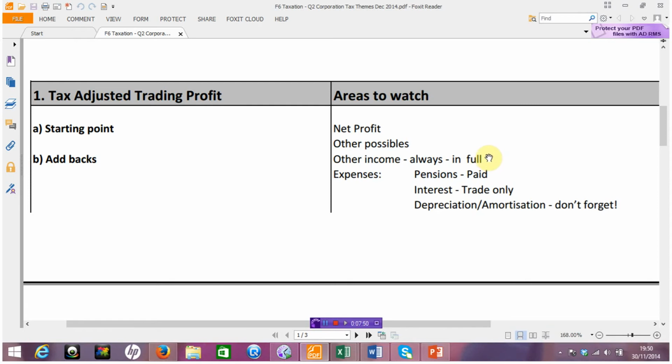Okay. Now, in terms of the expenses, I've just picked out five or six or thereabouts. The first one, I would say, is probably the most likely one to come up outside of perhaps depreciation. This idea of pensions, and we're only interested in what has been paid by the company in the year. So any opening or closing accruals are irrelevant. And I think the safest way to deal with pensions and finding that payment, because it certainly won't be handed to you on a plate, is to do a simple T account.